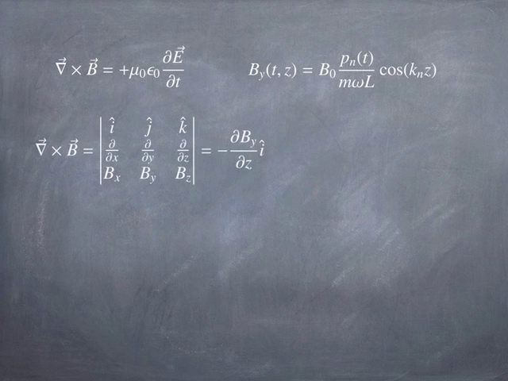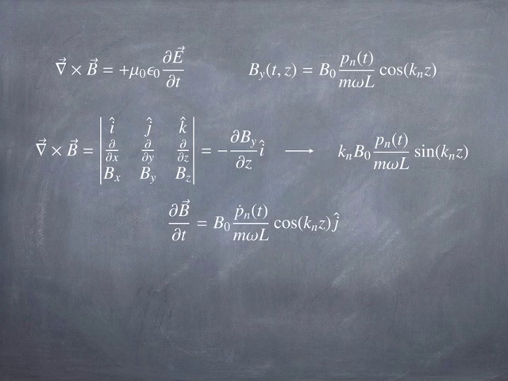Again, the curl of B is expressed in this way, and it works out to be minus dB/dz times i hat. Of course, dB/dz is related to the cosine. If I take the derivative of cosine, I get minus sine, and the minus from dB/dz and the minus sign cancel, and I end up with a plus sine function. And I get out, of course, a factor of k_n because I've taken the derivative with respect to z. Also, taking the time derivative of B, you notice I get a p dot.